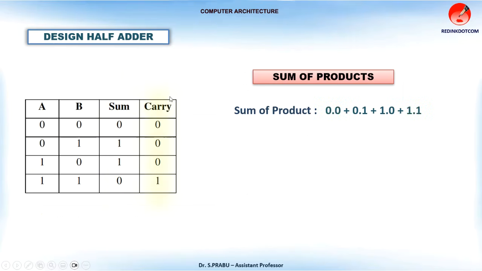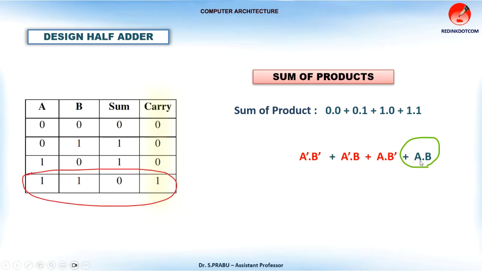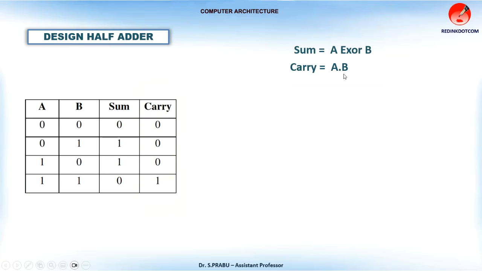In the same way, carry can be designed by means of sum of products. First I write all the combinations in sum of product format. Then I find the minterm. This is the only row having the output 1. So I ignore the first three combinations and take only this value. So carry can be written like this. Here we need not simplify it. So sum and carry can be written like this.